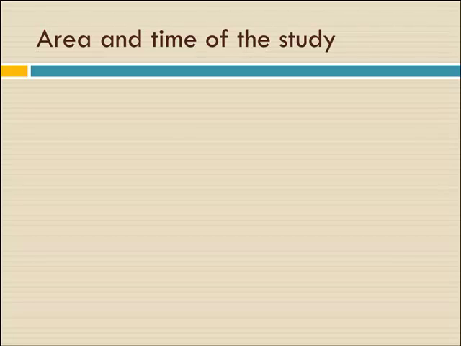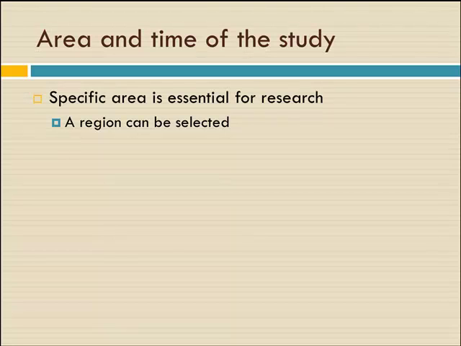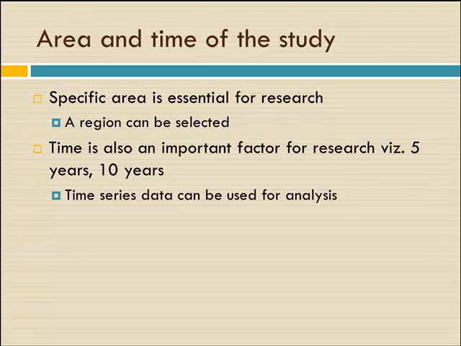The formulation of objectives and hypotheses is considered to be the most important thing in the case of social science research. After finding the objectives and hypotheses, the research scholar has to put the area and time of the study. Research cannot be carried out for the universe as a whole, or the nation as a whole, or the state as a whole. Especially in academic research, the area is very important. In addition to the area, time is also the most important thing.